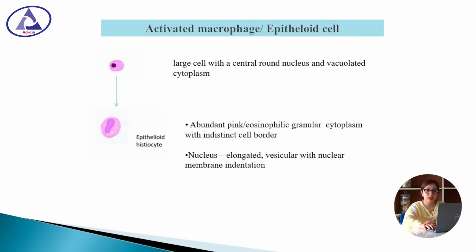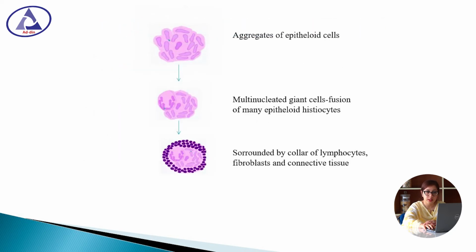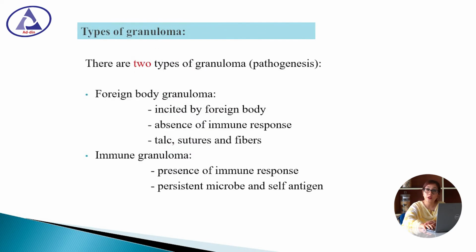Normal macrophages are large cells with a central round nucleus and vacuolated cytoplasm, but epithelioid cells have abundant pink eosinophilic granular cytoplasm with indistinct cell borders. The nucleus is elongated and vesicular with nuclear membrane indentation. Aggregates of epithelioid cells also form multinucleated giant cells which are surrounded by a collar of lymphocytes, fibroblasts and connective tissue.